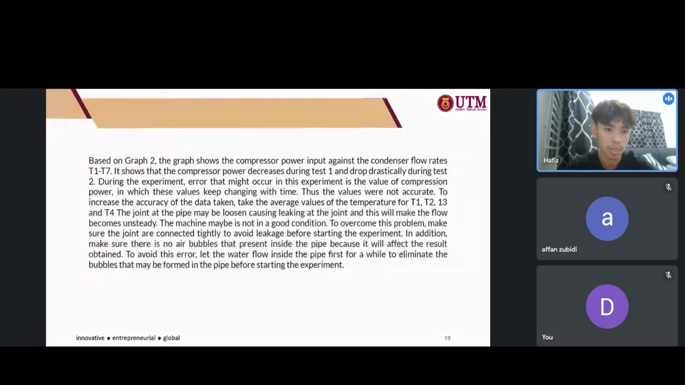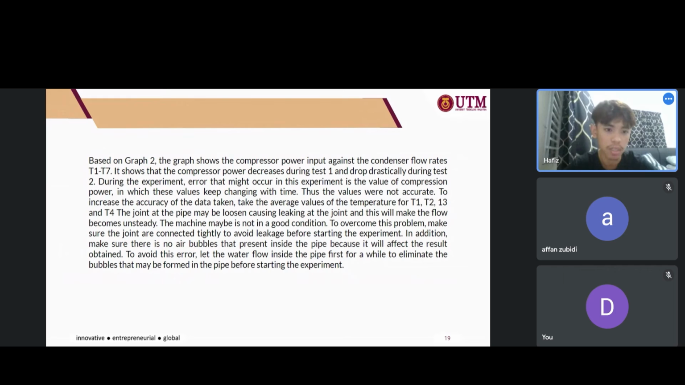Based on graph 2, the graph shows the compressor power input against the condenser flow rates T1 until T7. It shows that the compressor power decreased during test 1 and dropped drastically during test 2. An error that might occur in this experiment is the value of compressor power, in which these values keep changing with time. Thus, the values were not accurate.